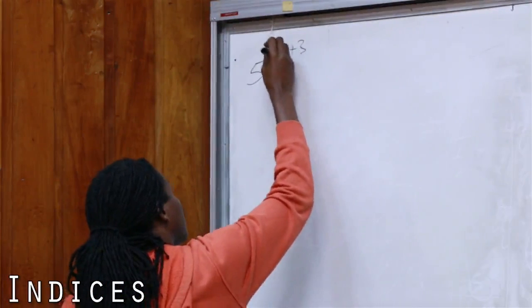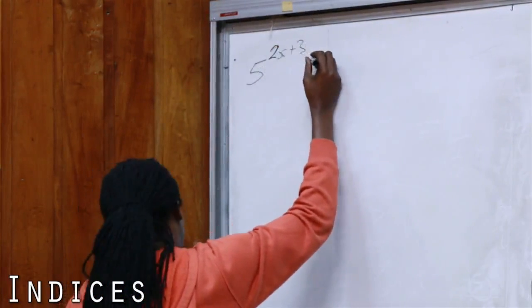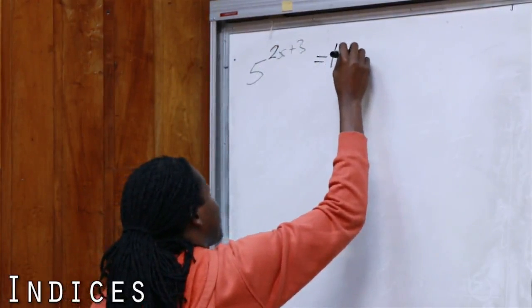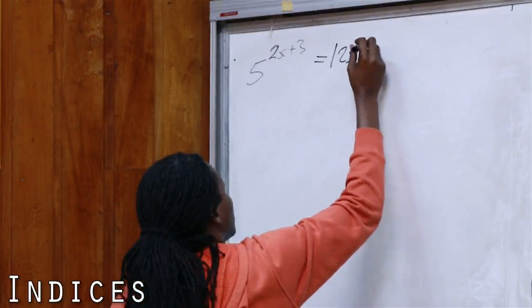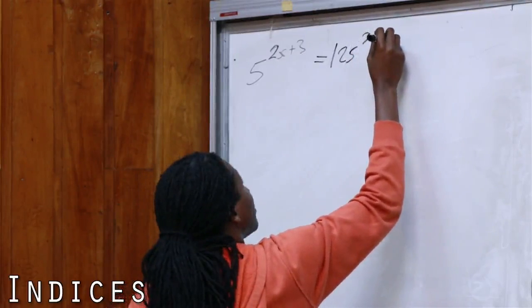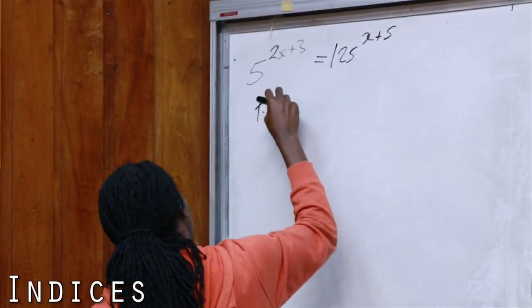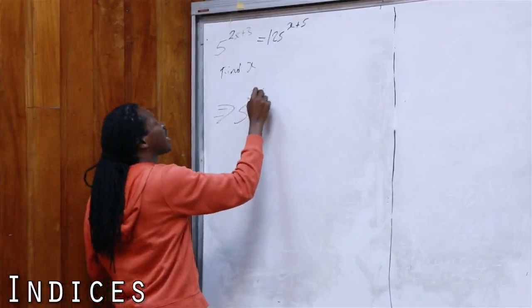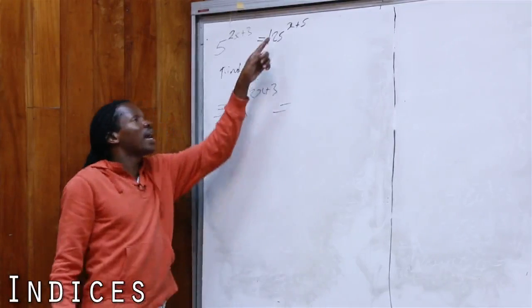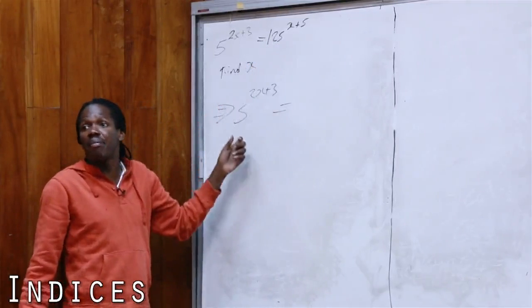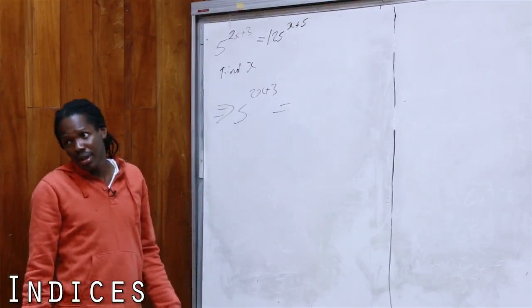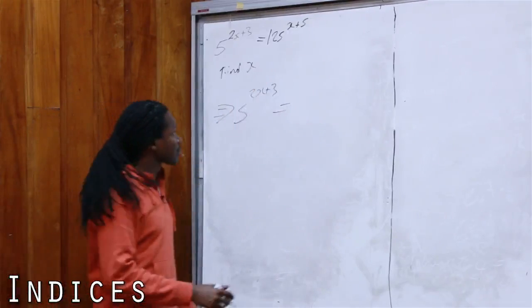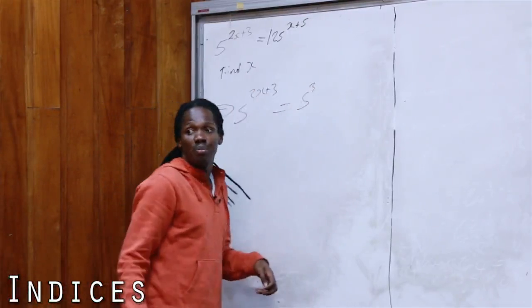Here: 5 to the 2x plus 3 equals 125 to the x plus 5. Find x. This implies that 5 to the 2x plus 3 equals... you want to change this to the same type of base. Can 125 be changed to base 5? What is it? 5 to the third power.